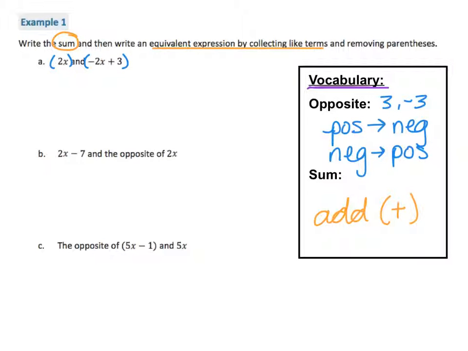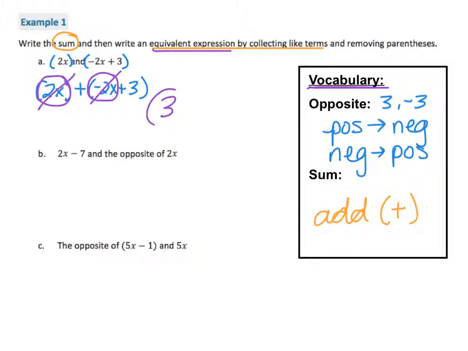And then if we sum, that means we're going to add. So if I would write this, I have 2x plus the negative 2x plus 3. The next thing we need to do is make an equivalent expression by combining like terms. 2x and negative 2x would combine, and those are opposites, and they actually cancel, so our answer is just a 3.